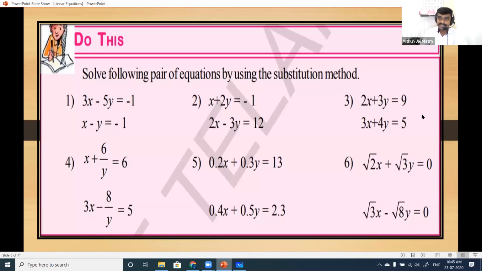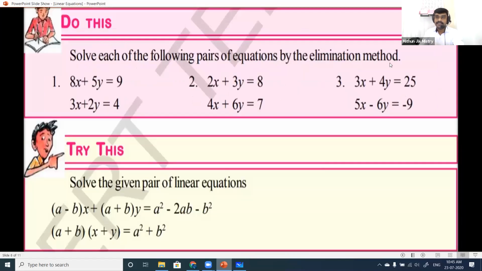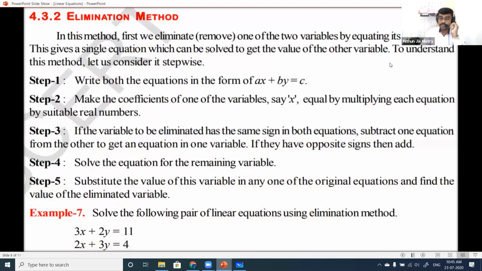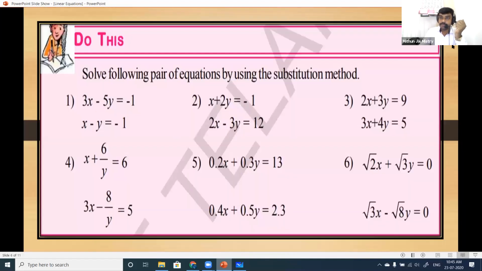Let us understand it better by solving one more question using the substitution method. Now the choice is yours. Which question do you want me to solve? You can write in the chat box. We have diversified questions, 6 questions, but unfortunately you can pick only one. Which one? 6, 4. Thank you. So, bumper offer, I will discuss both 4 and 6.